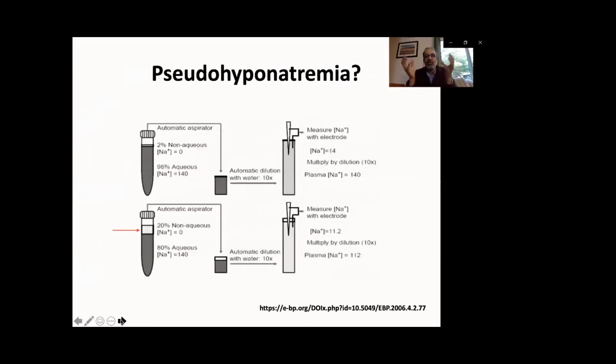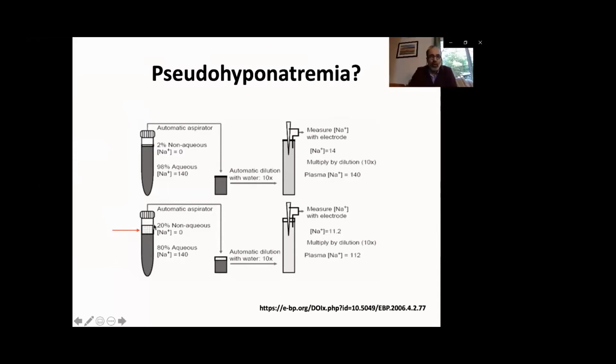So the reason why pseudohyponatremia occurs is actually shown here. Basically, if you have some other solid substance or solute in the blood, it could be lipids or something else. What that does is, when you check your sodium level and put it into an automated analyzer, it takes a small amount of blood and then it dilutes it.